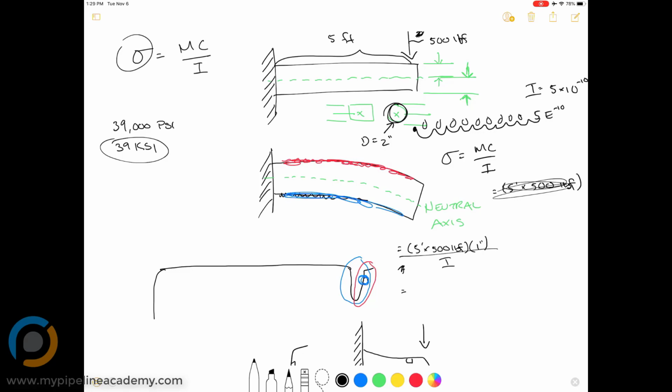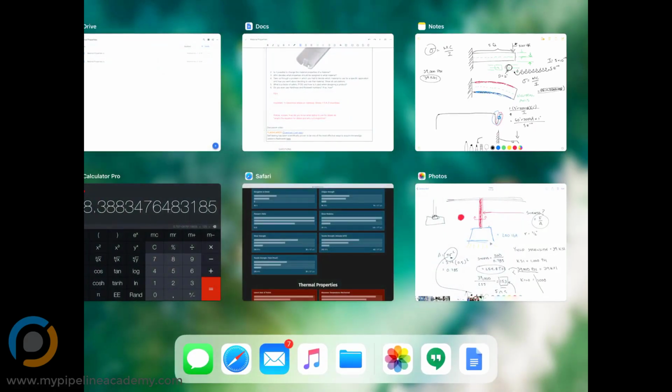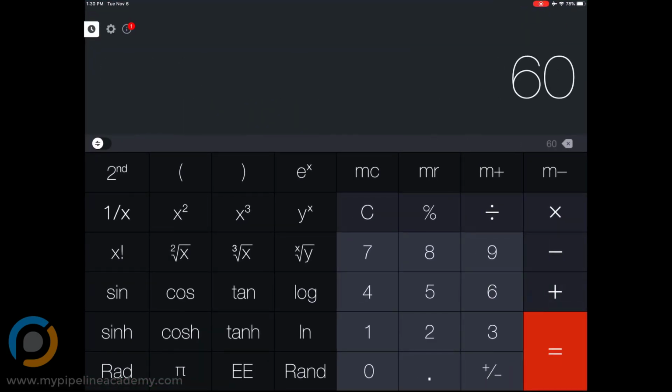So we've got 60 inches times 500 pounds force times 1 inch, divided by 5e to the negative 10. So let's do some math there. 60 times 500 equals 30,000.